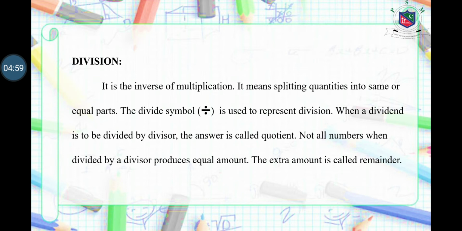Not all numbers when divided by a divisor produce equal amounts. Sometimes some amount we get as leftover, and this extra amount is called the remainder.